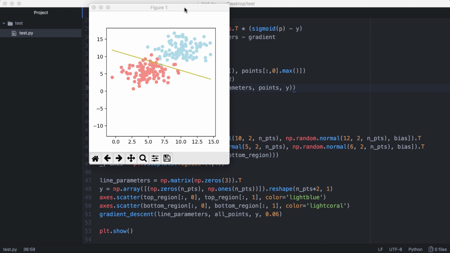There's one more concept we have to understand before we implement this into code, and that is the concept of perceptrons. Let's talk about that in the next lesson.